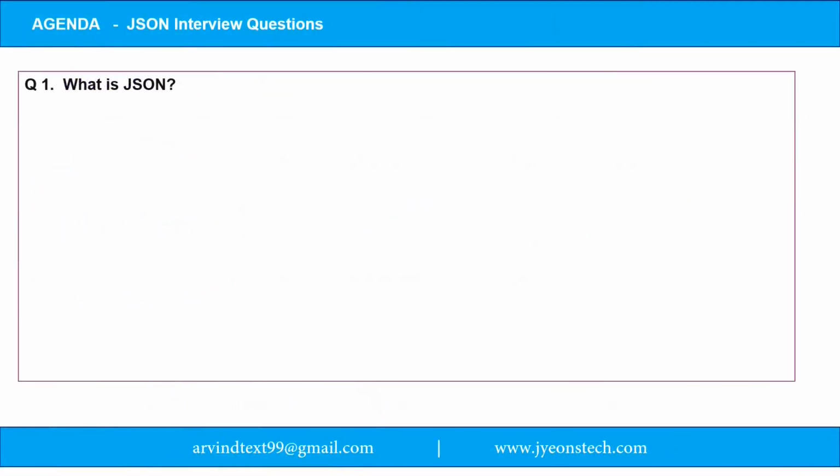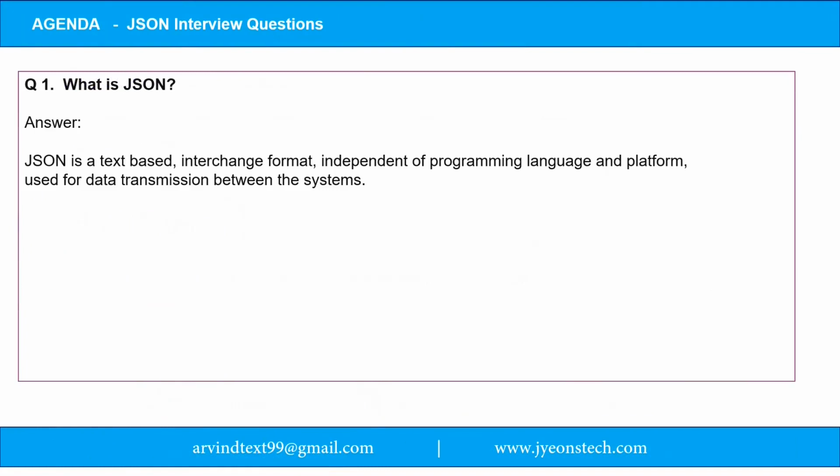Today's agenda is JSON interview questions. So the first question is, what is JSON? JSON is a text-based interchange format independent of programming language and platform, used for data transmission between systems.